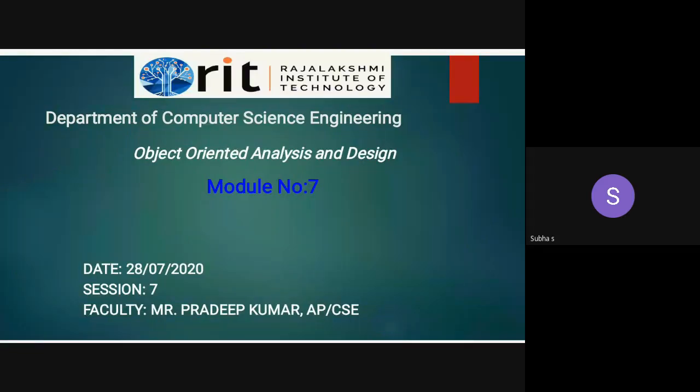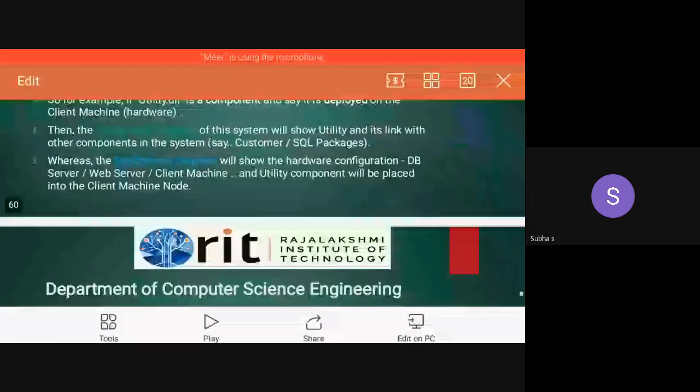Till now I have explained only 7 types. The remaining 2 types of diagrams: one is the activity diagram, and the next one is the deployment diagram. Before that, I want to summarize the previous topic that I taught.